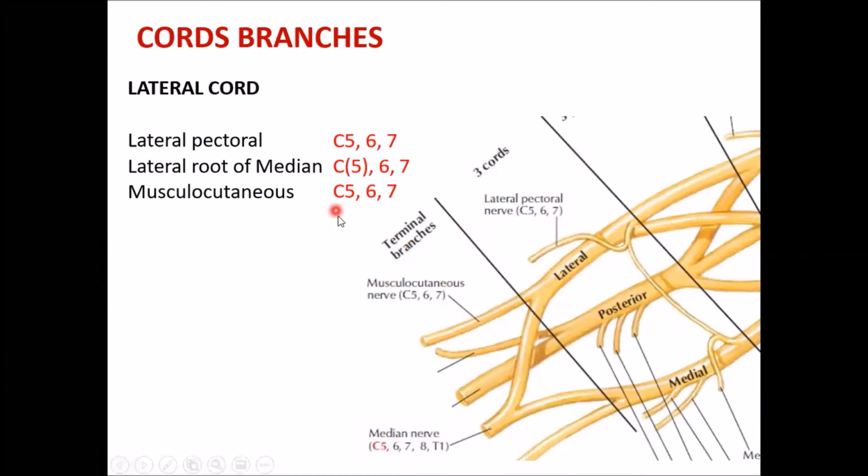Then there are the branches of the lateral chord. The lateral chord gives 3 branches: 3-5-5, so 5 branches from the posterior chord, 5 from the medial, and 3 from the lateral. You can see the lateral pectoral nerve, the musculocutaneous nerve, and the lateral division or lateral root of the median nerve. These 3 branches come from the lateral chord, and the root values of these branches are more or less the same: C5, 6, 7.